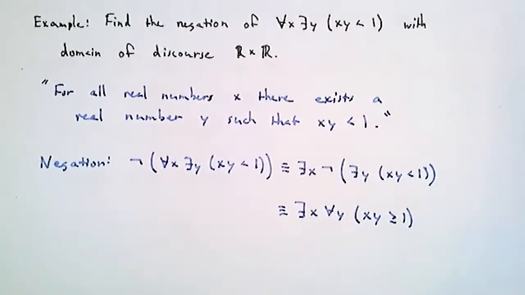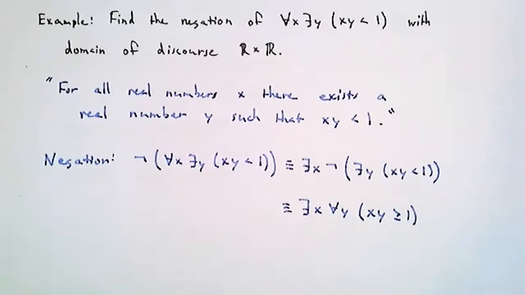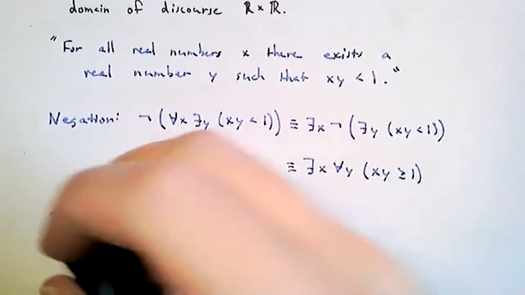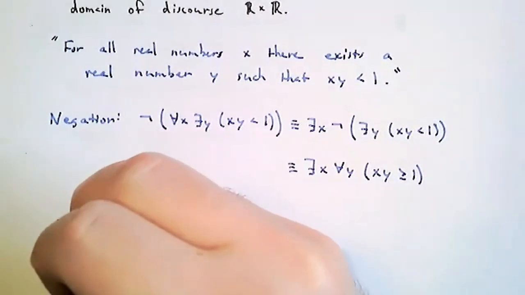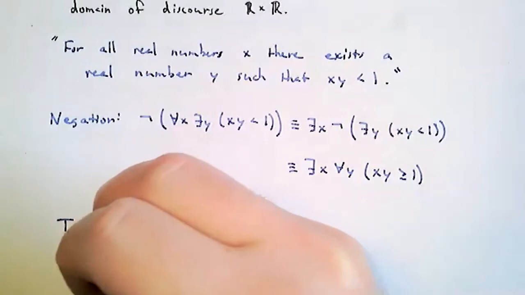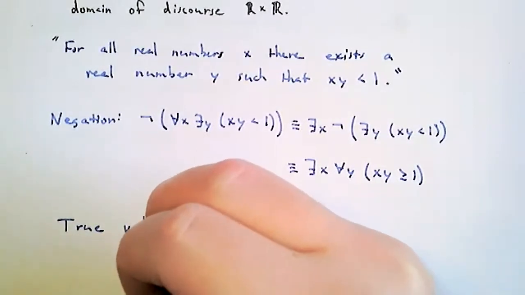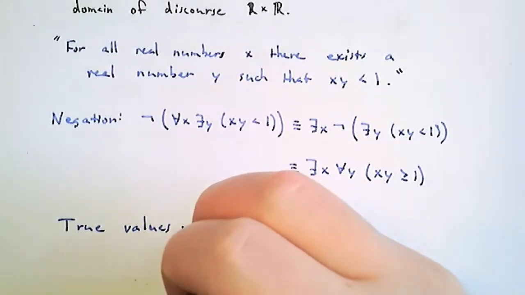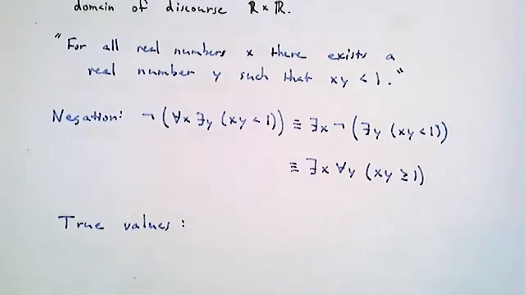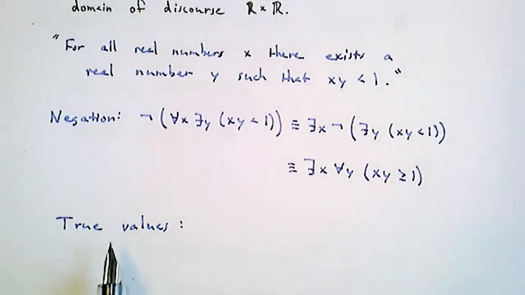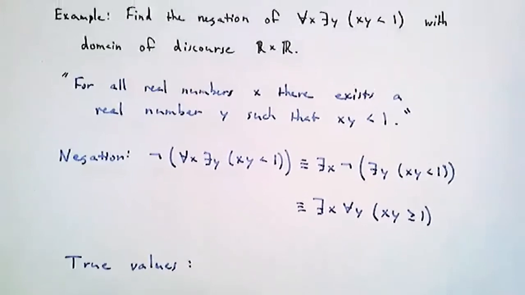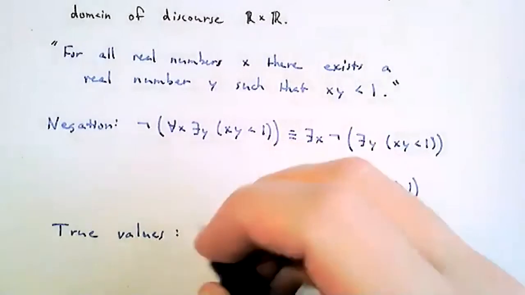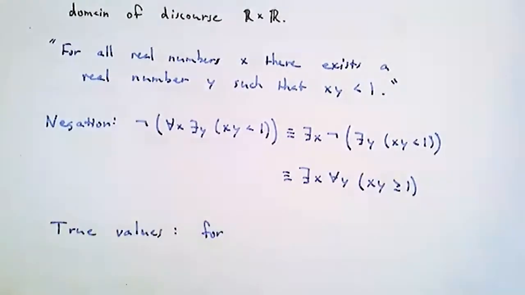So it looks like I'm out of time, so I need to stop there. I'm going to leave you a little exercise to think about, just on your own. This question isn't homework. I will be adding a homework to Blackboard. This is just something for you to think about. Think about what the truth values are for the original statement and the negation. Just figure out which one is true and which one is false.